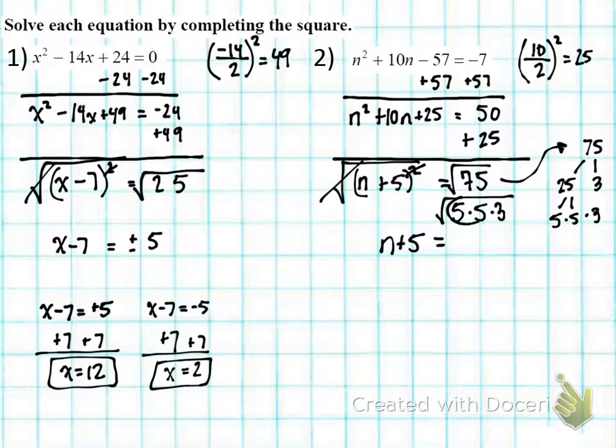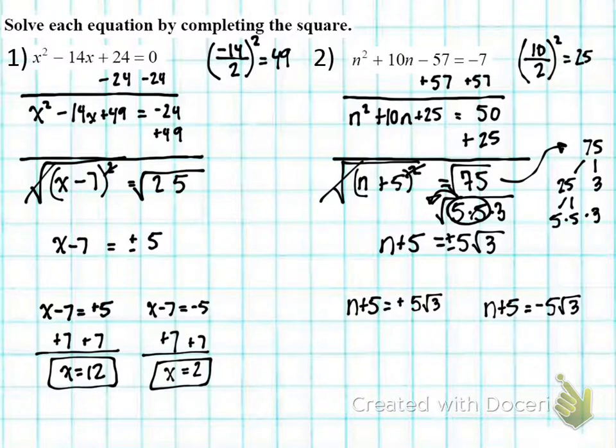So I need to simplify before I bring it down. The 5's come out, only 1 makes it out. So we got 5 rad 3. And remember, it's plus or minus 5 rad 3. Now we have two answers here. We have n plus 5 is equal to positive 5 rad 3, and we have n plus 5 is equal to negative 5 rad 3.